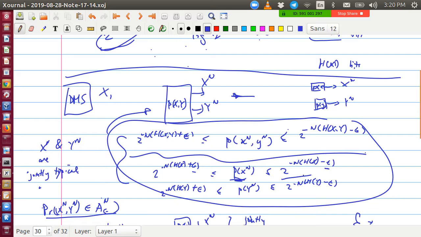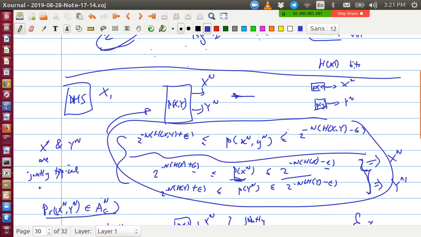And for jointly typical, you need the sequences x^n and y^n to be typical themselves, so they satisfy these two conditions here. Then we have a similar statement saying that P(x^n, y^n) should be bounded by 2 to the minus n H(X,Y) plus or minus epsilon. So this is three different conditions here. This ensures that x^n is typical, and this ensures y^n is typical.